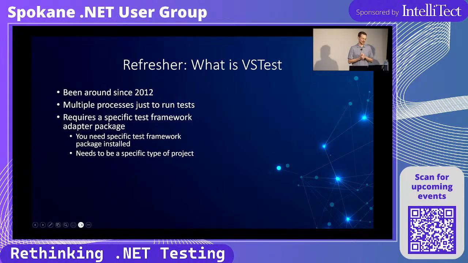The next thing is it requires a specific test framework adapter package. This is one of those things that you probably haven't realized because these are just things that we're used to at this point. If you install XUnit or NUnit, you then need to install the corresponding adapter package, called xunit.runner.visualstudio. It's basically the glue between the test framework and the runner, like VSTest console, so those things can properly communicate.